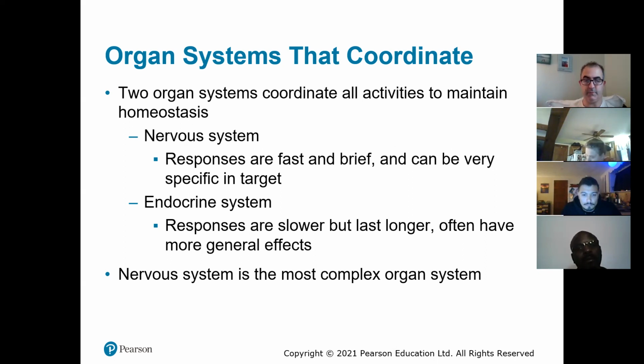The endocrine system, which we'll see after the nervous system, is much slower. These responses are slower, but they last longer. So they often have more general effects. They are controlling things like how much blood sugar you have, how much calcium you have in your blood, how much estrogen and testosterone regulate how much sperm or egg you're making, that kind of thing. So they're effects that last longer. They're not instantaneous like the nervous system. So the nervous system, because it's so quick, is a really, really complex organ system.